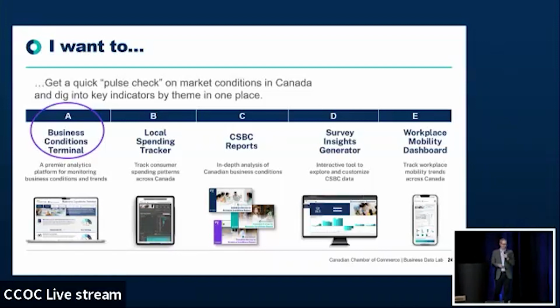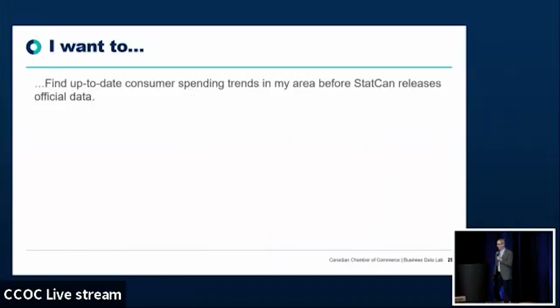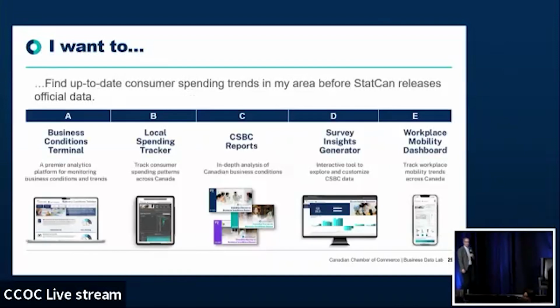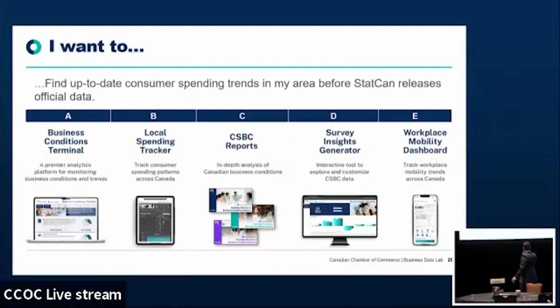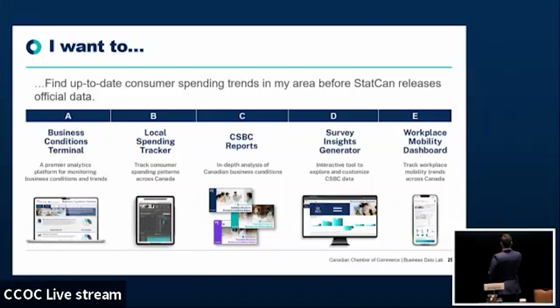All right, we'll do the next question. So I want to find up-to-date consumer spending trends in my area before Statistics Canada releases official data. Which product would I use? A, business conditions terminal, B, local spending tracker, C, our CSBC reports, D, survey insights generator, or E, workplace mobility tracker.